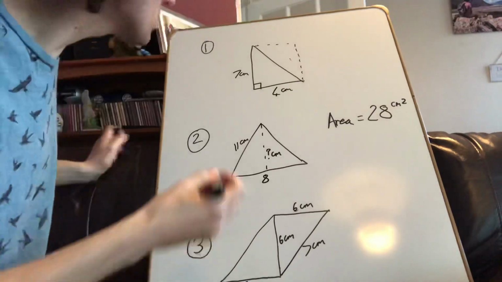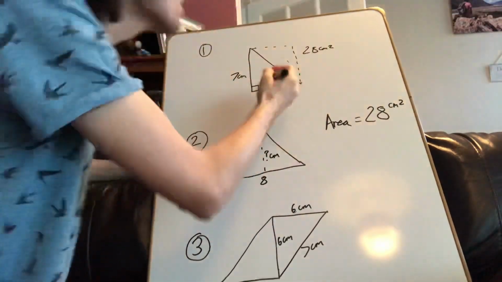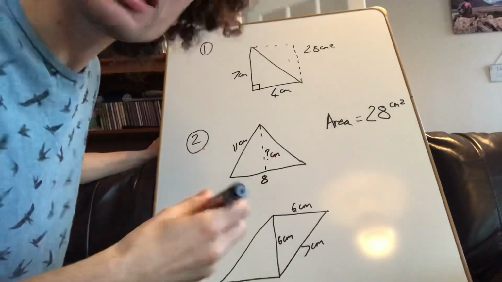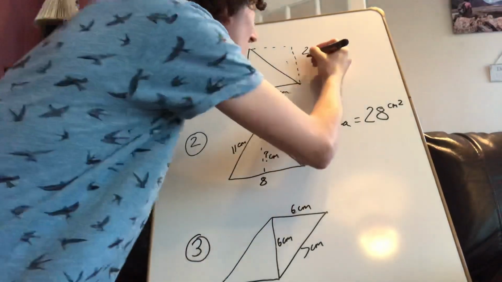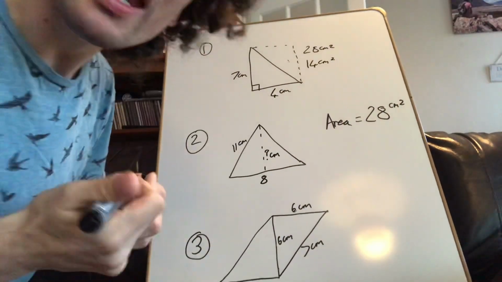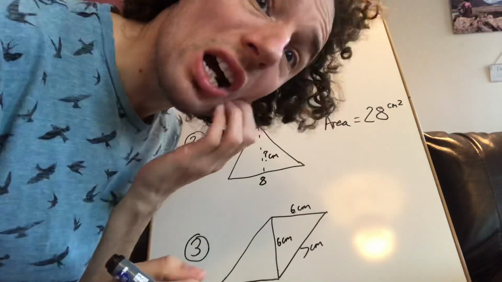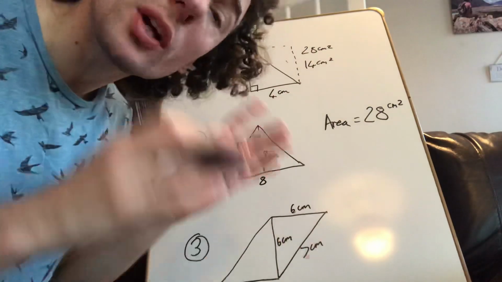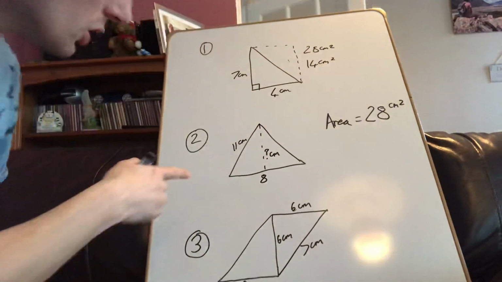4 times 7 is 28 centimetres squared. So if it was a rectangle with 28 centimetres squared, to find the area of the triangle, as we know, we halve it. What's half of 28? 14. So the triangle here would be 14 centimetres squared. If you have a measurement you don't need, disregard it. So no freaking out because there's extra measurements. Bear that in mind for question 2 here.